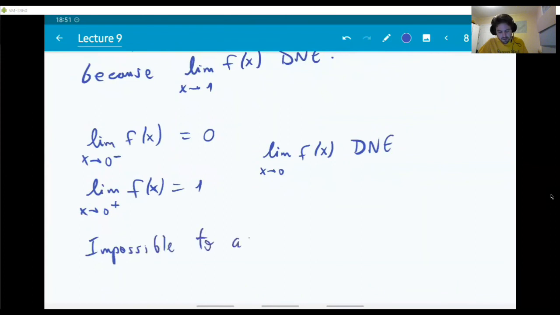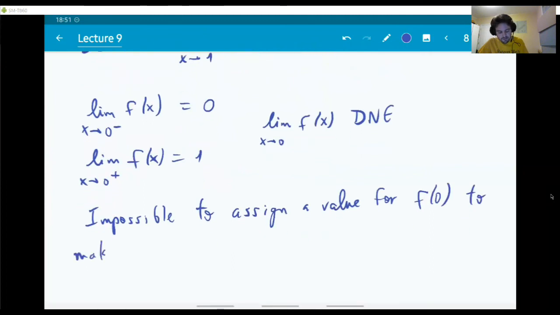It is impossible to assign a value for f of 0 to make f continuous at 0, because this limit will not exist anyway. Now the analysis at the number 5, I'm scrolling back up again.